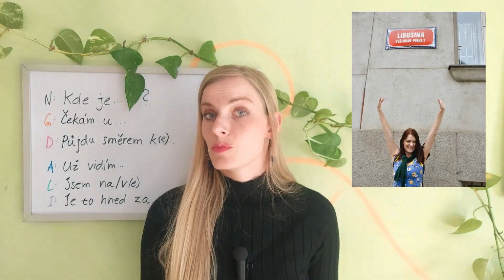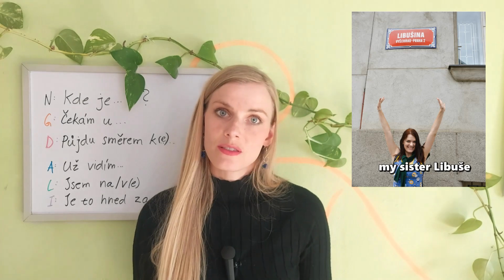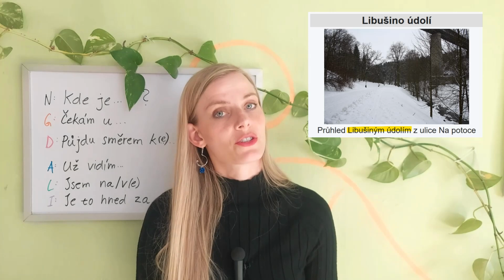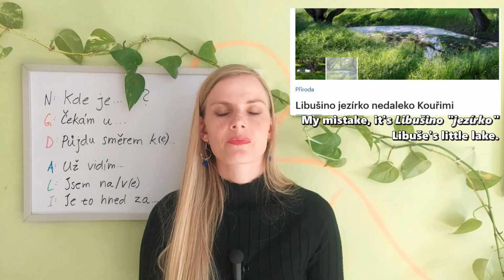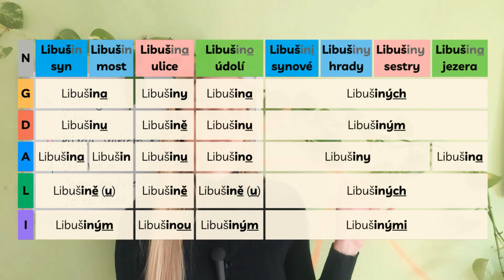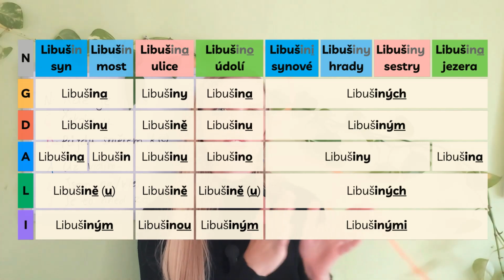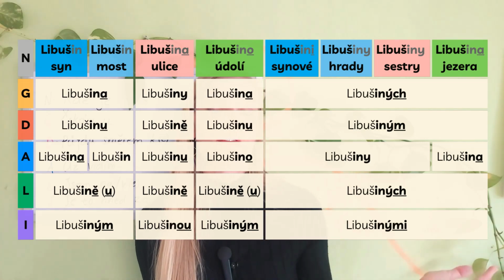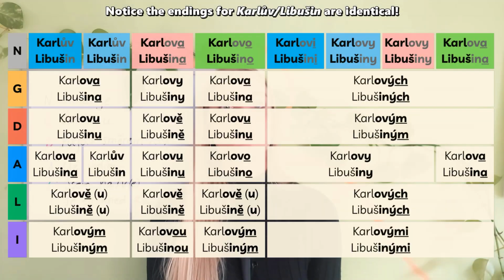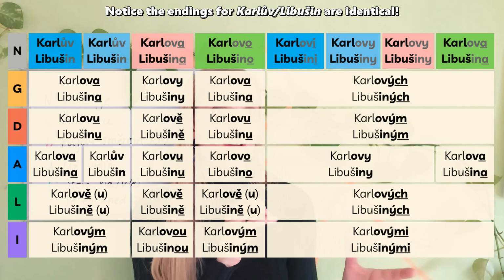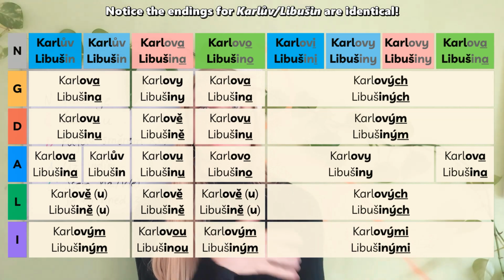For example, there is Libušina ulice, Libuše street, Libušino údolí, somewhere in the Czech Republic, Libuše's valley, and I think there is Libuše's lake, Libušino jezero. All the other names in this table are not official. It's just to demonstrate the different forms. As you can see, the story is very similar. The masculine animate, such as Libušin syn, is different in the accusative singular, and the neuter in plural form, jezera, is different in the accusative case as well. And you can see the endings are also similar to a noun and an adjective.